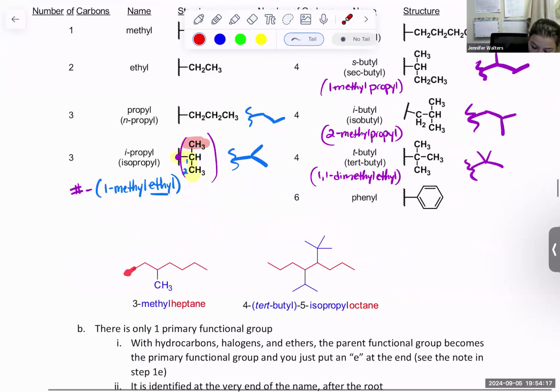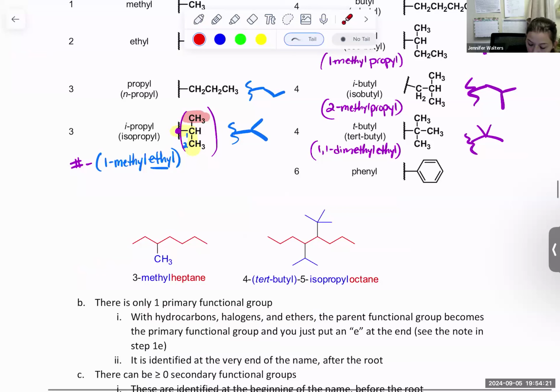So when I name this, I find my longest carbon backbone, and then I would have heptane for the 7 carbons, and then methyl is for that 1 carbon substituent. Then I would get the 8 carbon true backbone. Then I have an isopropyl and my tert-butyl.